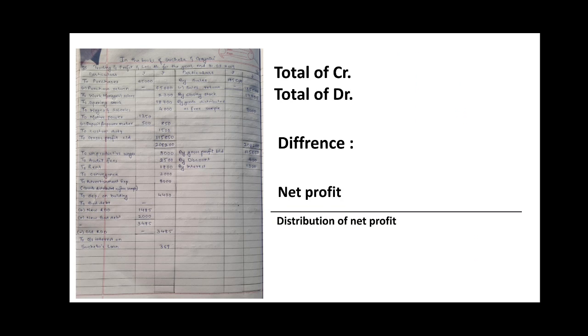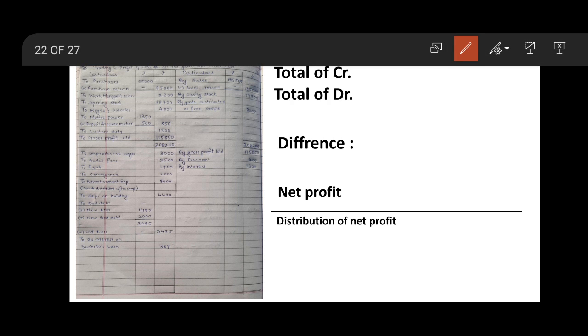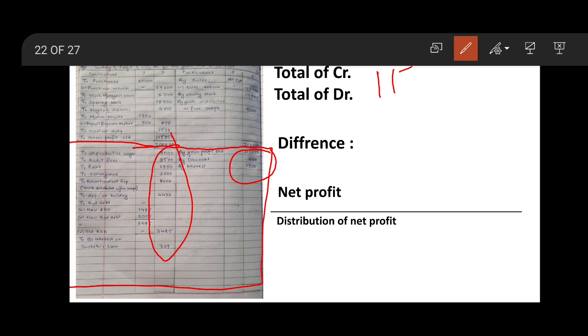The next is to close down the profit and loss account. The profit and loss account starts after the closing lines, meaning from here. So take the total of the credit side and the total of the debit side. The total of the credit side is 1,17,550. Take the total of the debit side, it is nothing but 20,554.